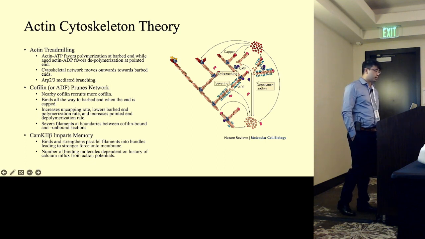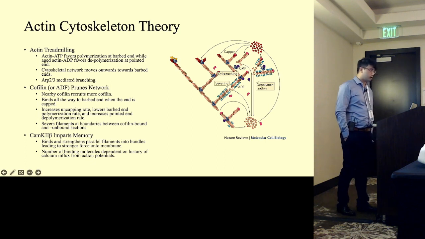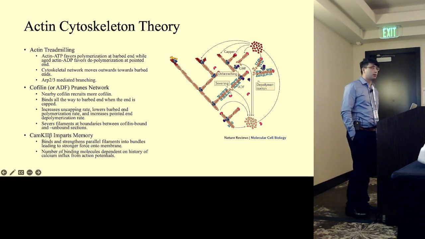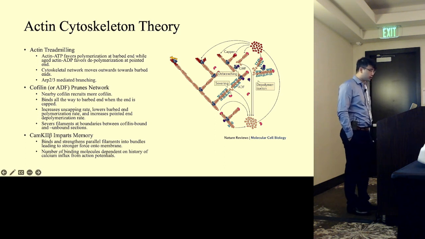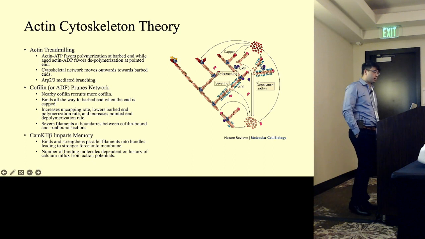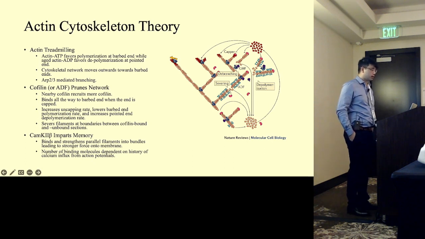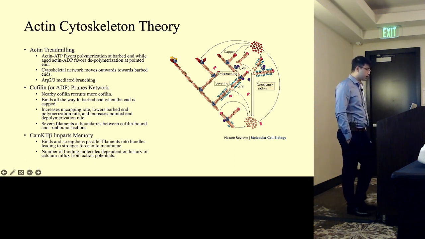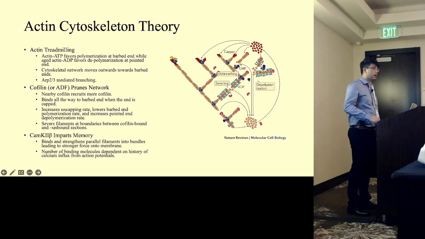The molecule that we're considering of importance here is CaMKII beta, which gives the compartment some form of memory. It binds and strengthens parallel filaments into bundles, leading to a stronger force onto the membrane. And the number of these active molecules that have a structural role depends on the history of calcium influx into action potentials.